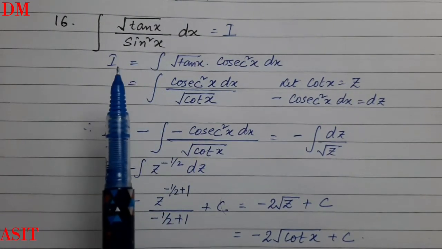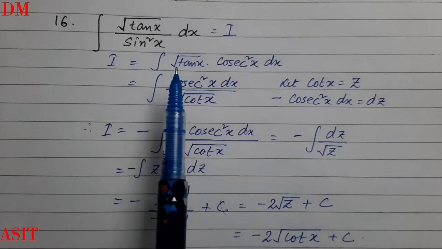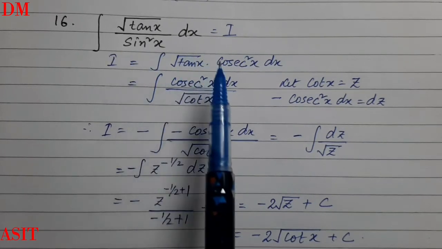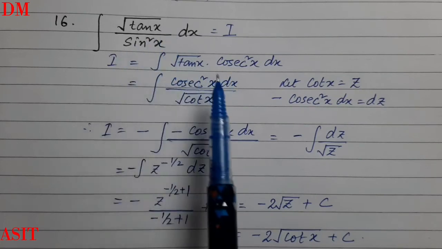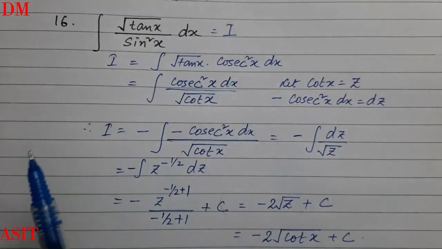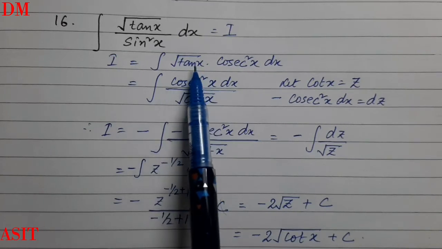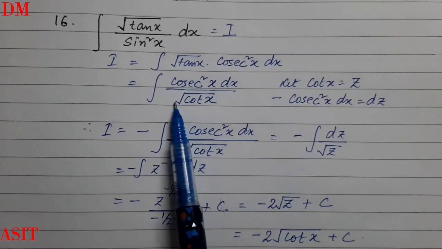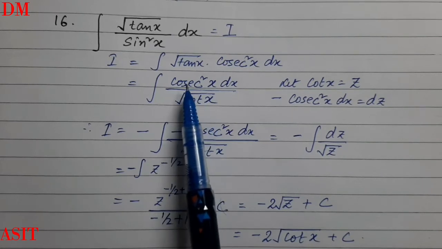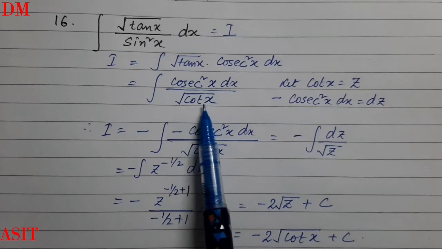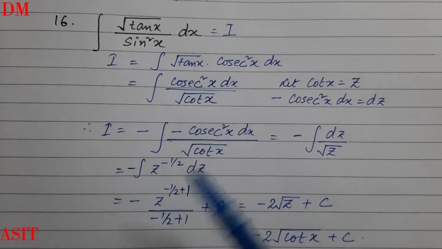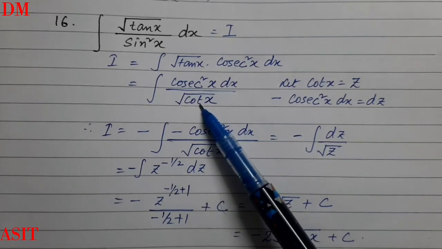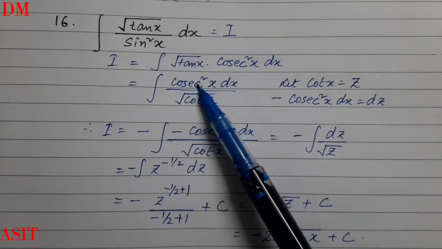I is equal to root tan x into, now this sine square x is in the denominator, so let me bring that sine square x to the numerator. It will be cosecant square x dx. So again we can take that tan x in the denominator, so it will be root cot x in the denominator, so it will be cosecant square x by root cot x dx. So this is the trick here. Now if we consider cot x as z, so obviously cosecant square x I will get.